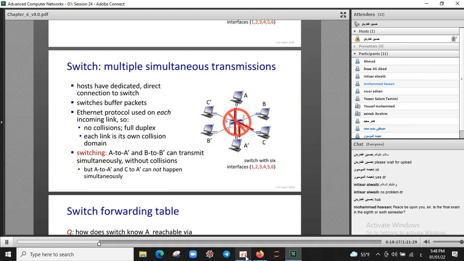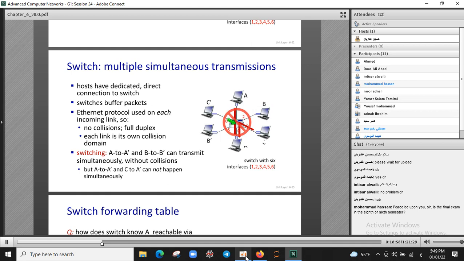Look at here, A is sending data to A prime. For example, can C send data to A prime simultaneously at the same time? No. A is sending to A prime. At the same time, C cannot send information to A prime. It's because of collision. The path between the switch and A prime is busy, so C cannot send information simultaneously to A prime.